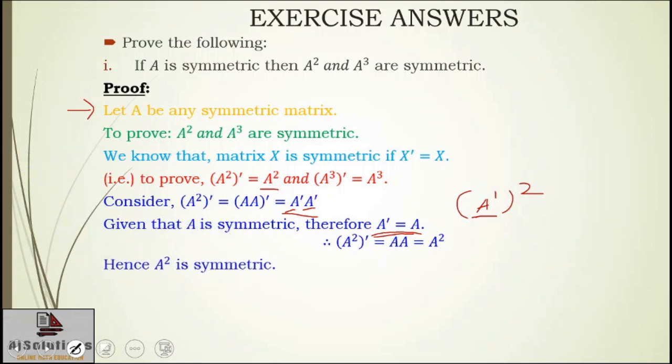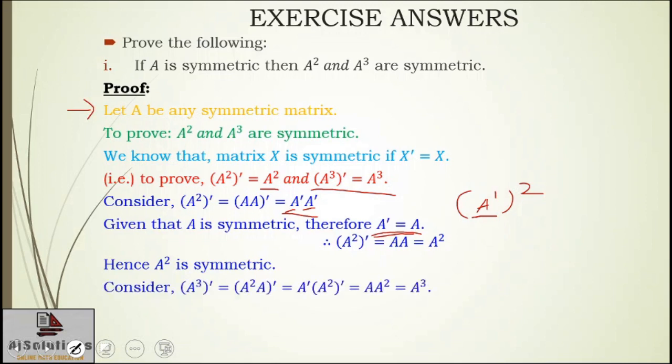Your first statement is proved: A square is symmetric. And let's talk about the second statement, transpose of A cube equals A cube. To prove this, again you are going to consider the LHS.